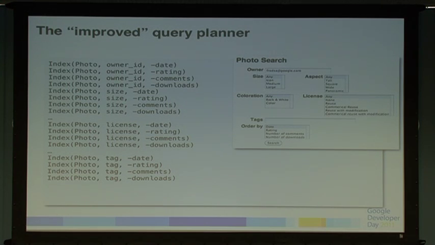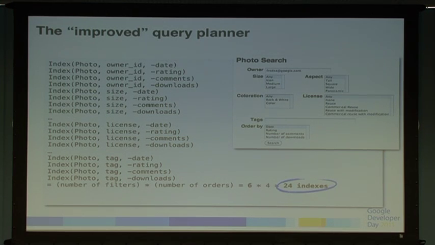So it would take, for example, if we order by date, it would take that very first one, photo owner date, and it would take photo size date and photo license date and photo tag date. And those, let's say 4 indexes, scan them at the same time with 4 different pointers and bring back the results. No composite indexes.